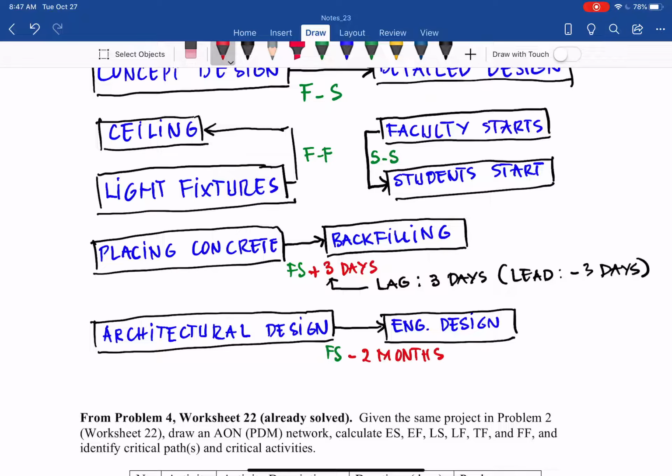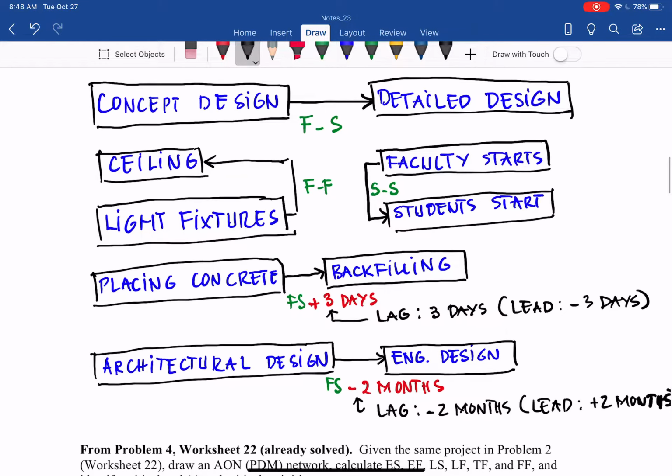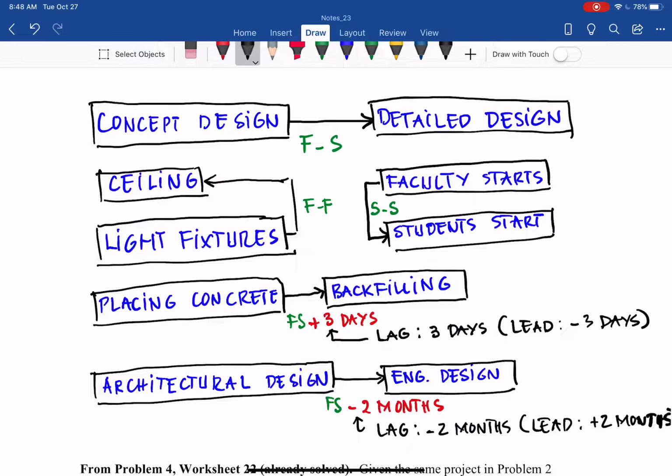and from there it means that we can have lag negative 2 months, or lead plus 2 months. So that is the difference between the lead lag factor that we are talking about. So by now you know the relationships: finish to start, finish to finish, start to start, and any of those three relationships with the lead lag factor.